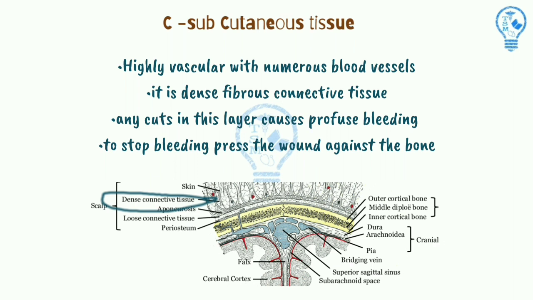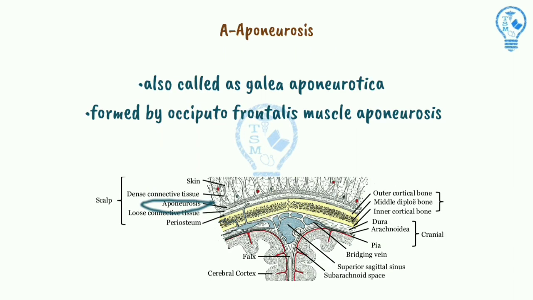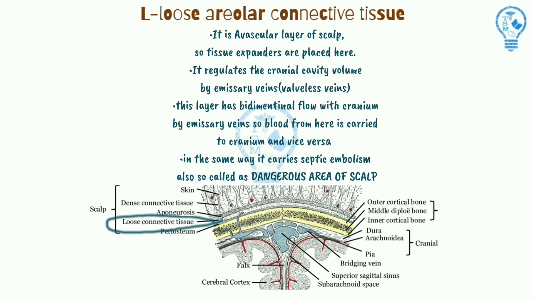And now about aponeurosis. It is also called as Galea aponeurotica. It is formed by the aponeurosis of occipitofrontalis muscle. This is the third layer. And the fourth layer is loose areolar connective tissue. It is a vascular layer of scalp. So tissue expanders are placed here. Many may not know what is tissue expander. I will discuss that at the end of this topic. It is generally very important for PG exam. Many previous bits have been appeared from this topic itself. I will discuss about it later.